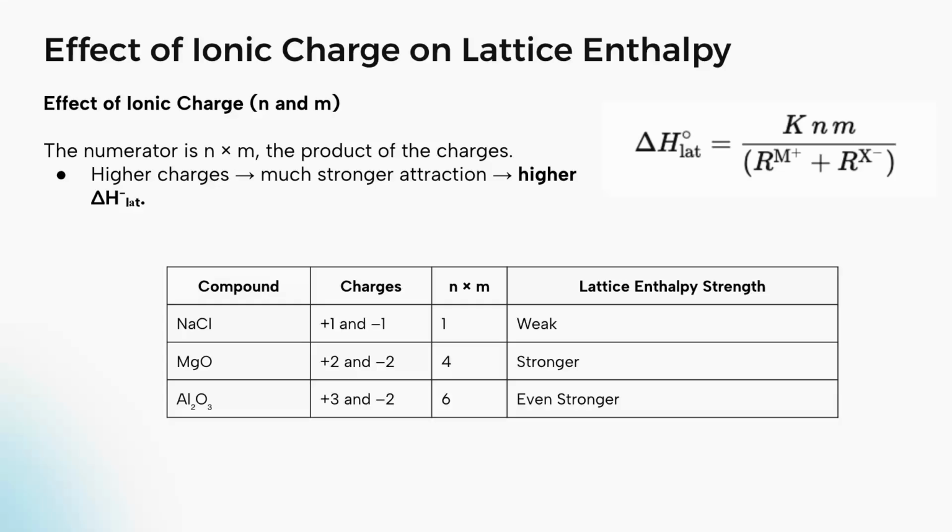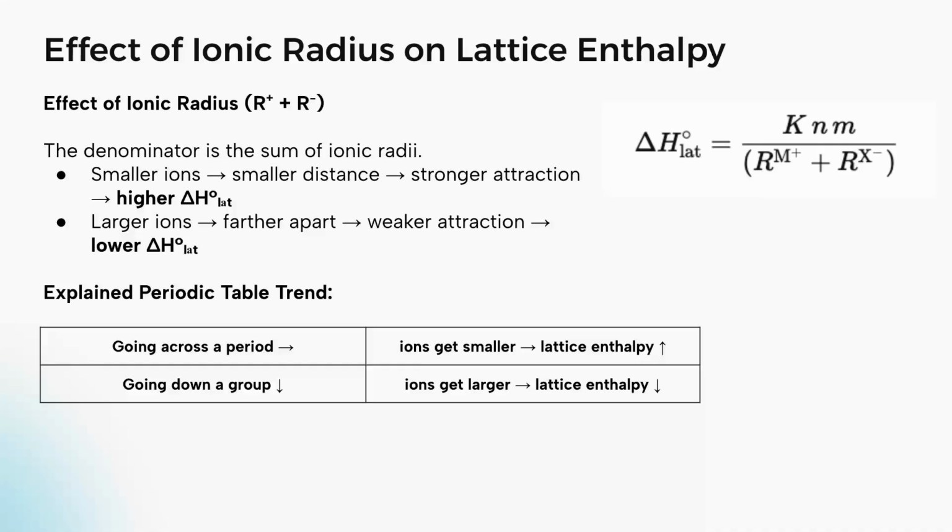What is even stronger is Al2O3, right? Aluminum has a charge of 3 plus, oxygen 2 minus. So multiplying their magnitudes gives us 6. So even stronger. Now the ionic radius. The denominator is the sum of the ionic radii. So the lower the denominator, the higher the lattice enthalpy, as it is an inverse relationship. So the smaller the ion, the smaller the distance, the stronger the attraction, the higher the enthalpy, and vice versa.